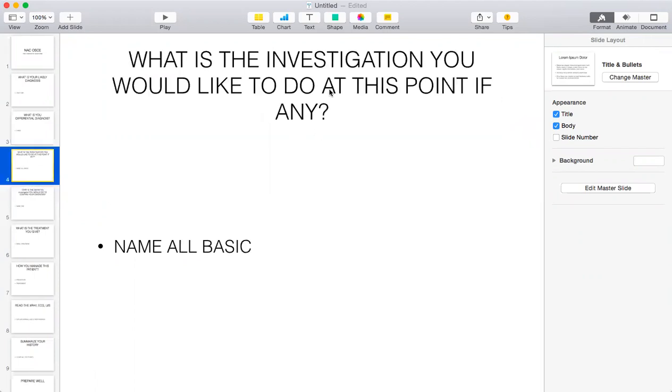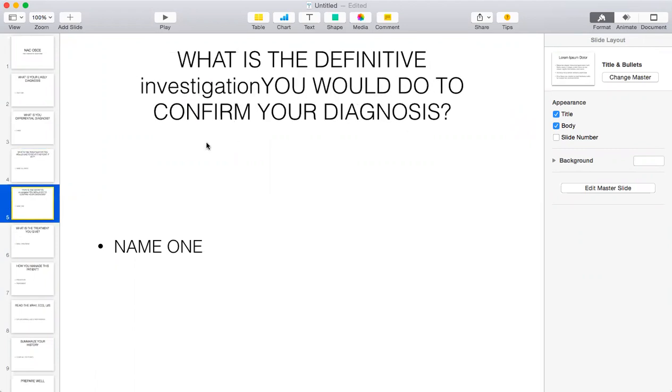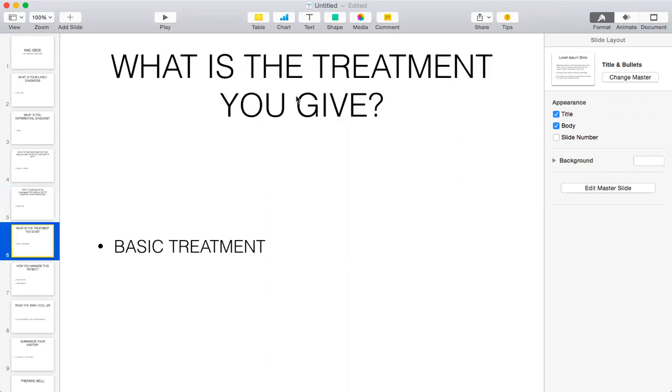If they're saying what you would like to do at this point, or they're asking what you would like to do to confirm your diagnosis, those two are different things, and you can mix them up. So before answering, let them speak and ask their question, listen carefully to what they're saying, and then say what you want to say. Confirming your diagnosis should be only one answer, like X-ray, CT scan, or whatsoever. Okay. So what is the treatment?